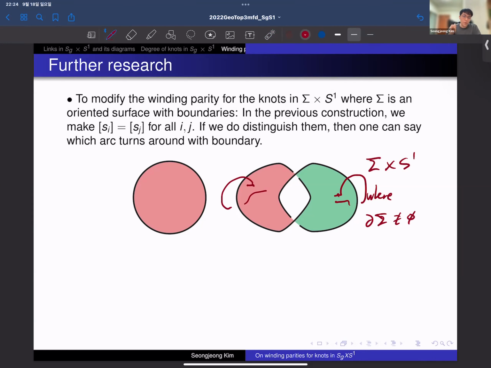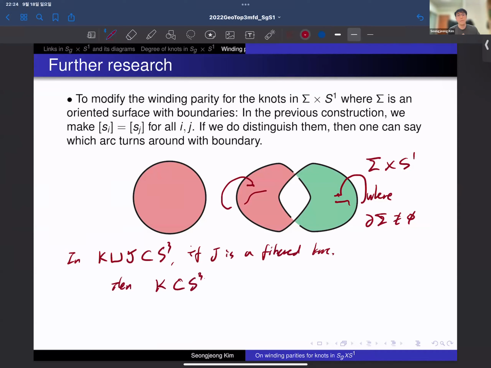And actually this is important because for a classical link in S3, if J is a fibered knot, then K can be considered as a knot in the complement of J. And since J is a fibered knot, this is isomorphic to sigma_J times S1, where sigma_J is a Seifert surface of J. So by using this, we can expect that our winding parity and our modification of winding parity can be used to study classical links.